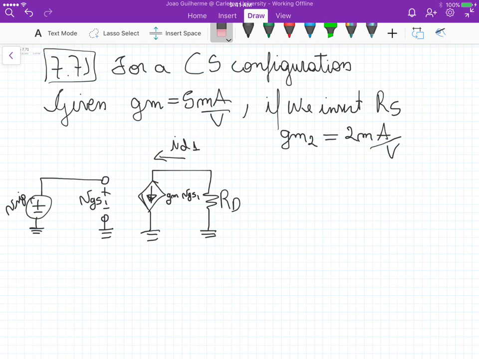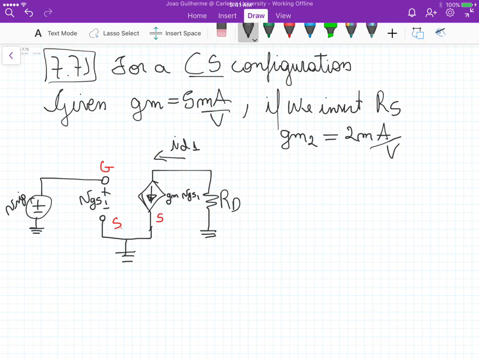Okay, for problem 7.71, we have a common source configuration, which means that this source here is grounded. So this is VGS, this is gate, this is source. If you like, we could draw it this way. Here's the source, and it's grounded. Okay, that's a common source configuration.